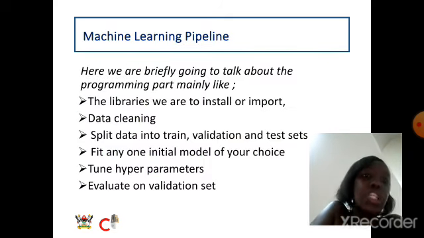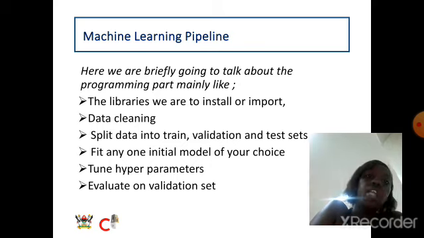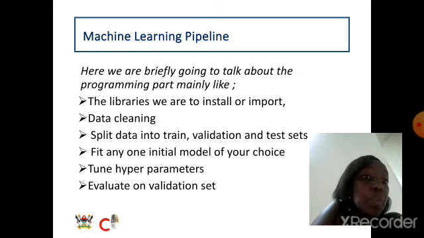Then we come to the machine learning pipeline. This is the practical part, where we implement what we have been talking about in the data set. It is going to include the libraries we need to install or import, data cleaning, splitting data into training, validation and test sets, fitting an initial model, tuning of hyperparameters, and evaluation on validation sets.